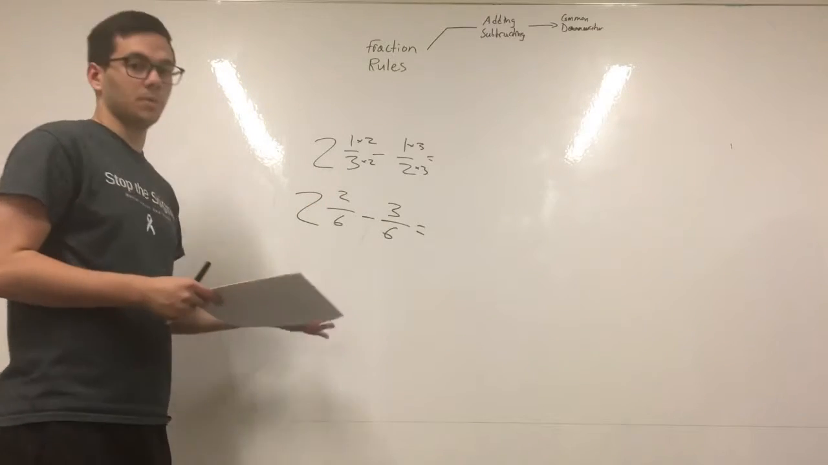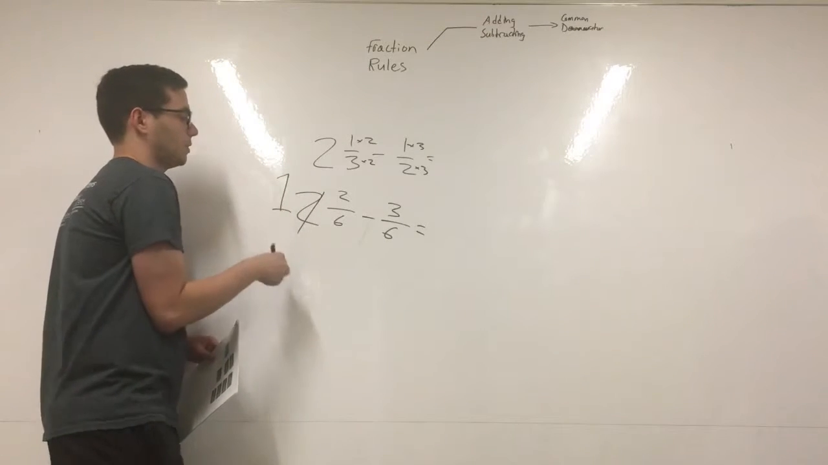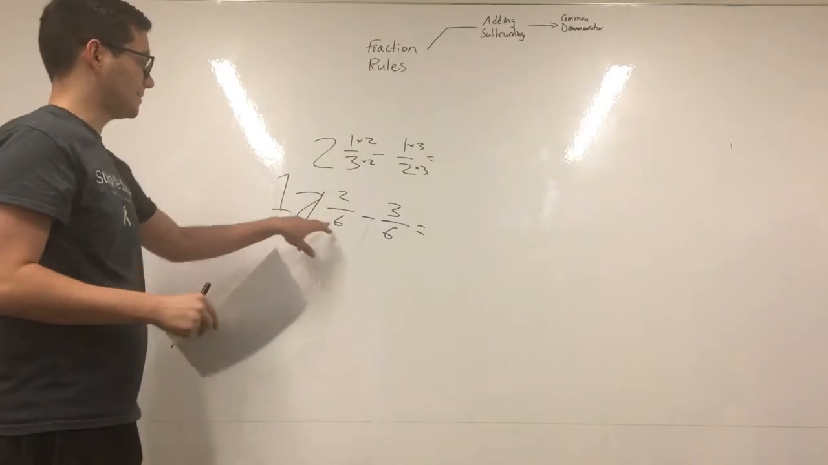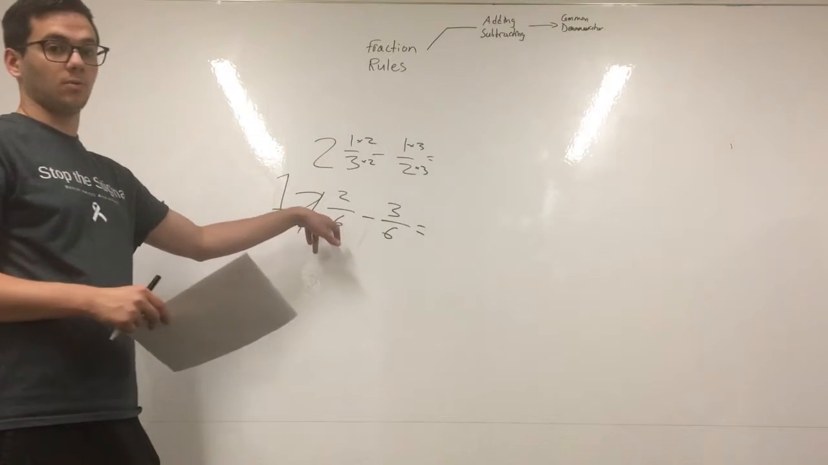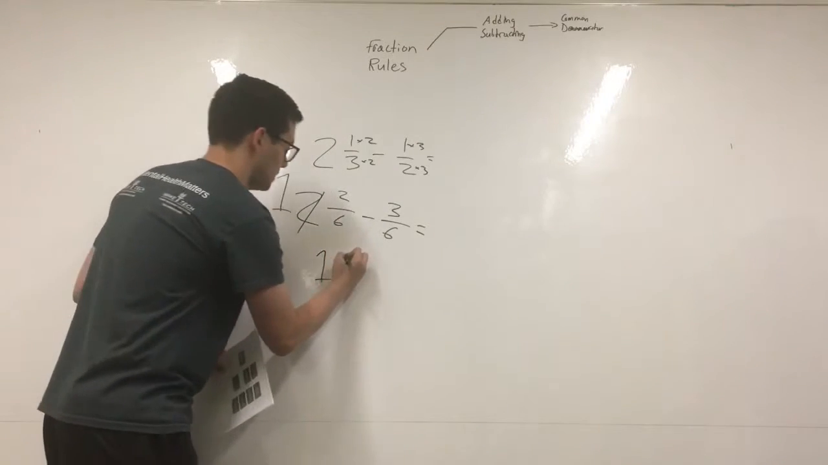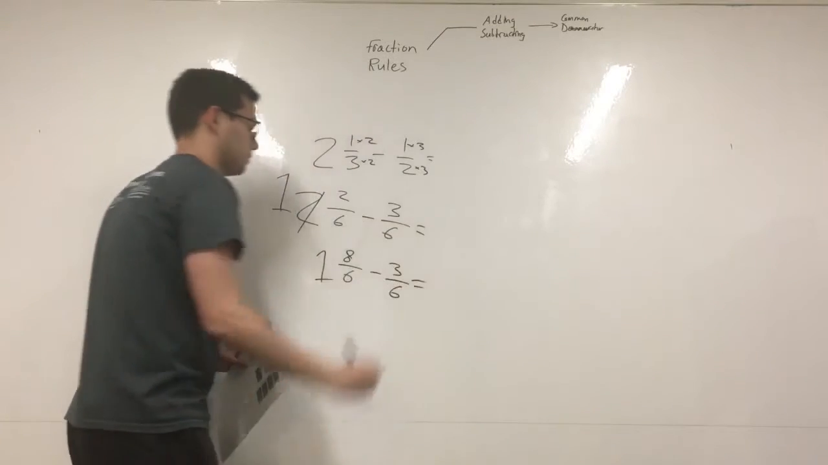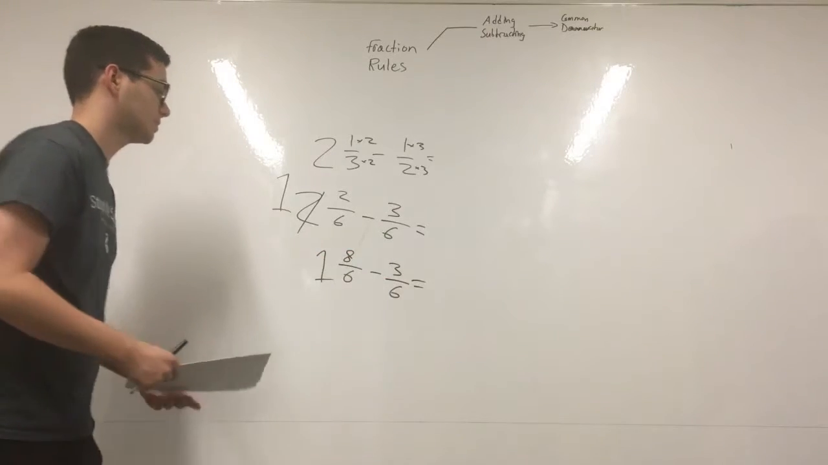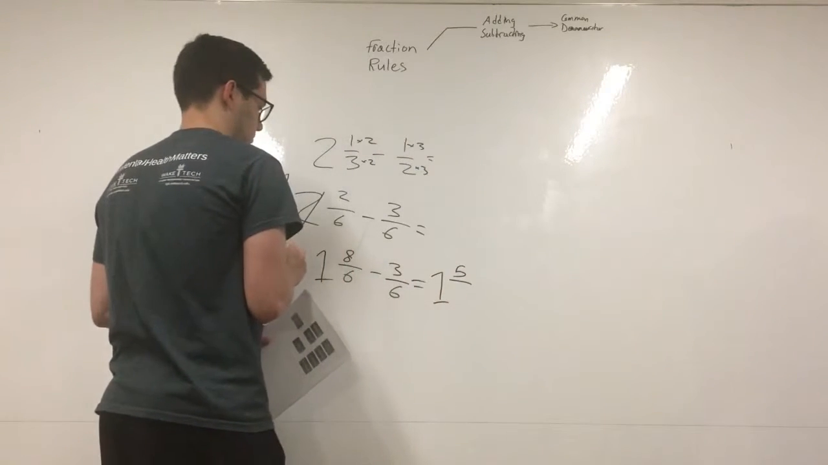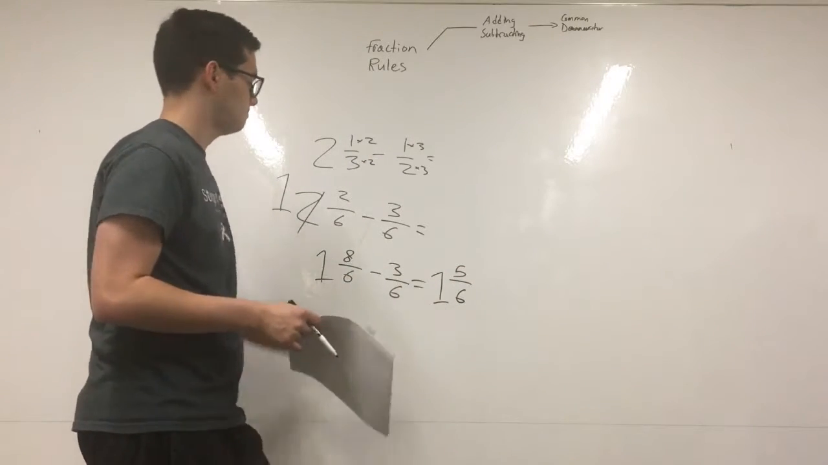So what I do is something called regrouping. I'm going to take one whole off of here. So 2 minus 1 is just 1. I'm going to add that whole back onto here. So I don't add 1, I add 6. In this case, 6 is a whole. So I add 6 onto the 2. So it becomes 1, and 6 plus 2 is 8. 8 over 6 minus 3 over 6. Now I can do 8 minus 3. So that's 5. Okay. And this can be simplified. That's our final answer.